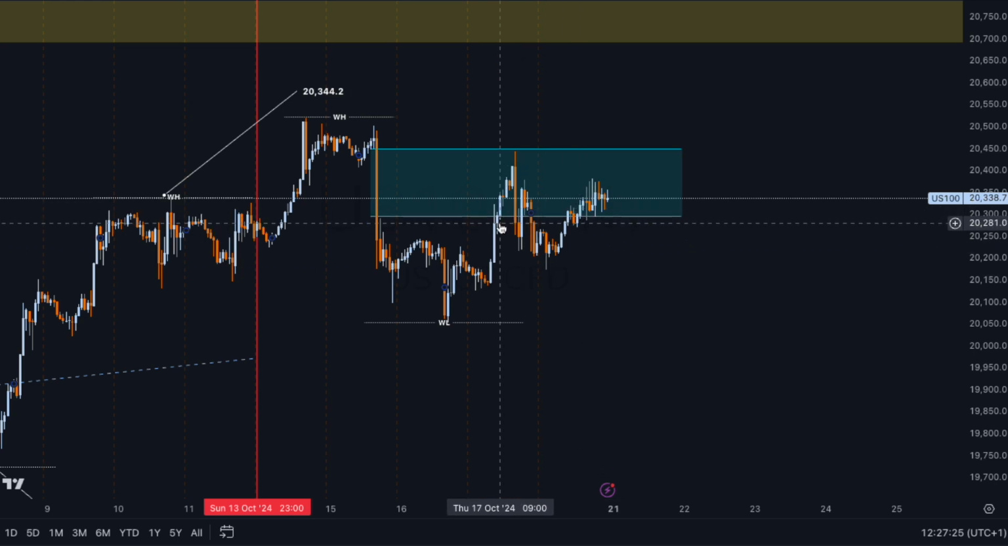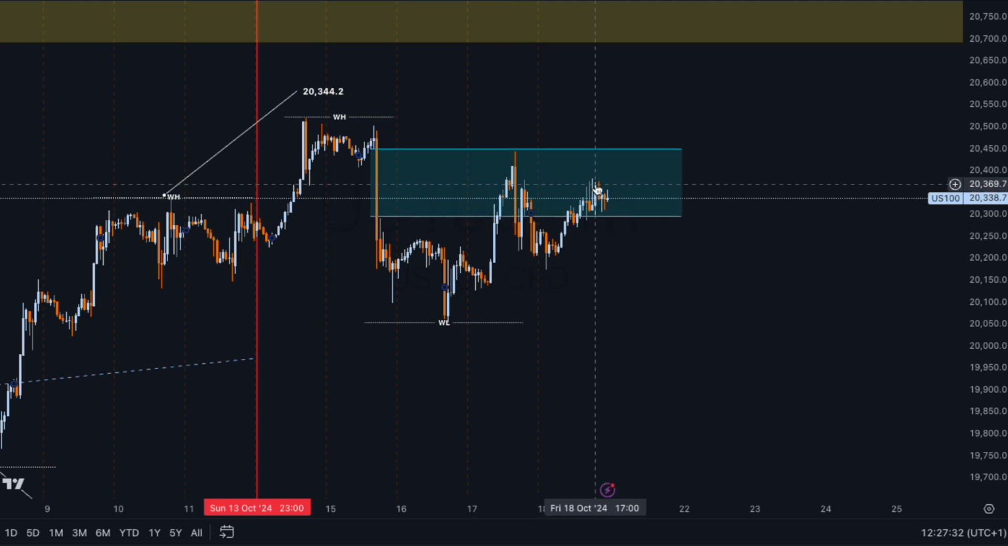So if your entry was at this level, based on what I discussed in the previous video, chances are you'll be sitting in a loss right now, but you would have had the opportunity to get paid, and that's this area right here.